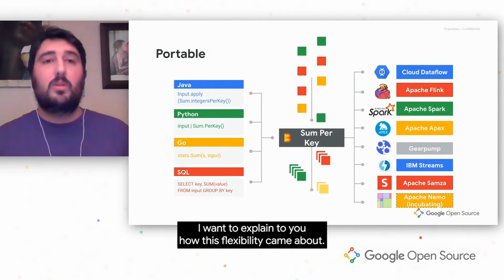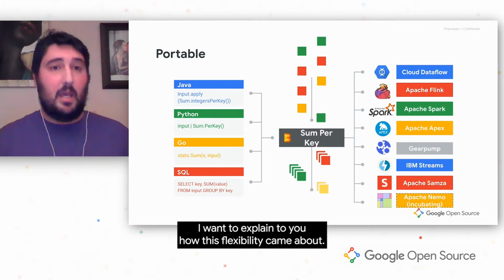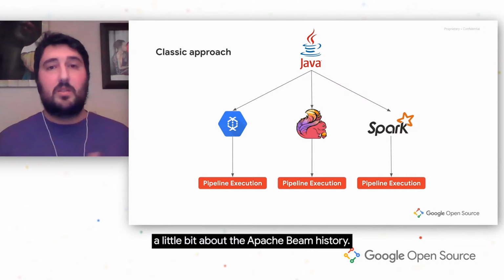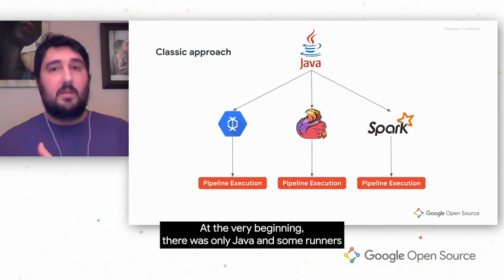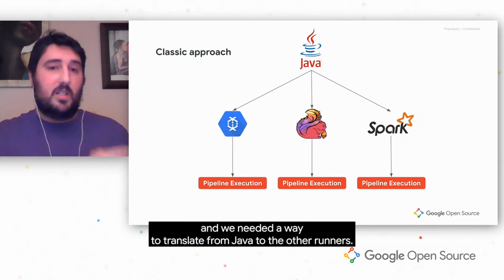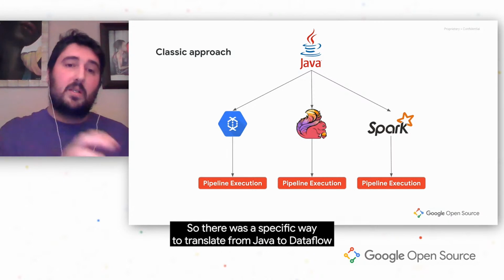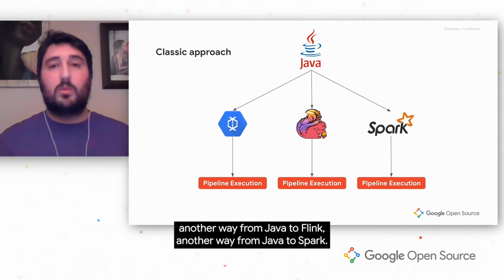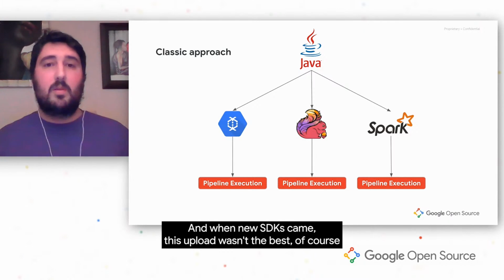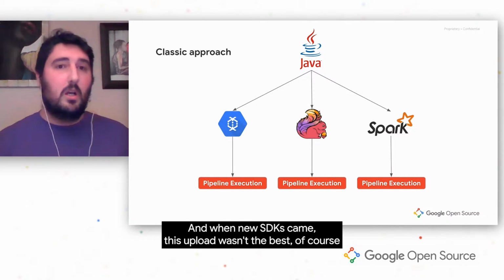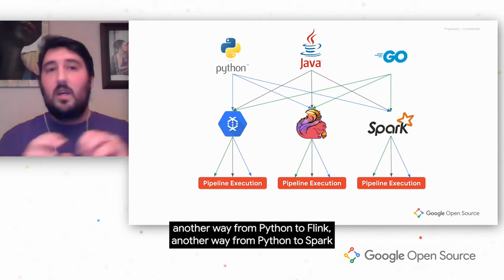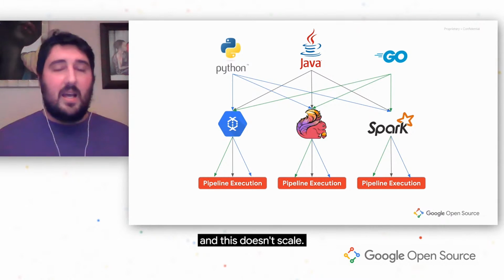I want to explain how this flexibility came about. Before doing that, I want to start by explaining a bit of the Apache Beam history. At the very beginning, there was only Java and some runners, and we needed a way to translate from Java to the other runners. So there was a specific way to translate from Java to Dataflow, another way from Java to Flink, another way from Java to Spark. And when new SDKs came, this approach wasn't the best, of course, because we would need a way from Java to Dataflow, another way from Python to Flink, another way from Python to Spark, and this doesn't scale.